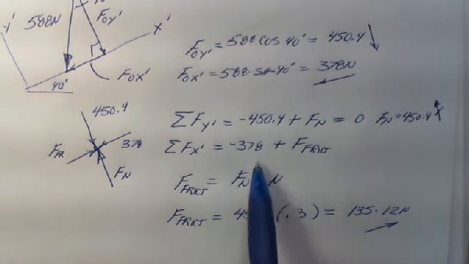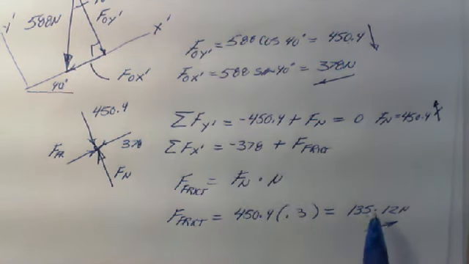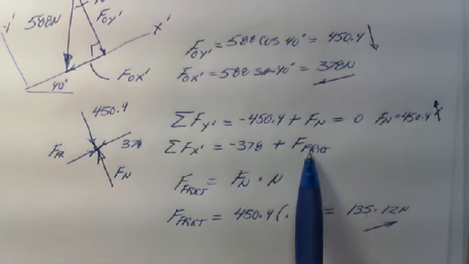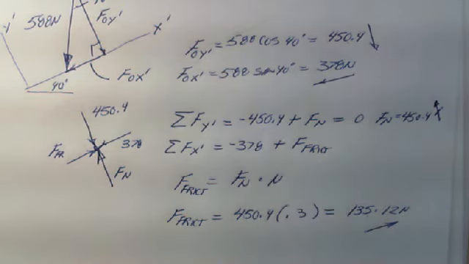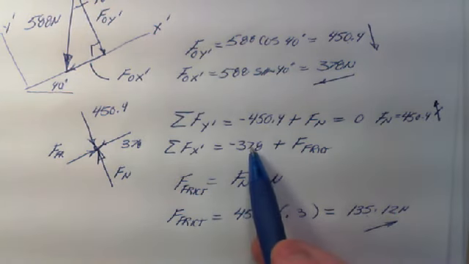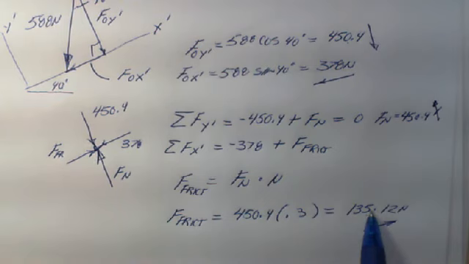Now, since this force here, the minus 378, is greater than the 135, because I can put the 135 back into this equation, I can find out that my net force is going to be negative, because it means I'm going to start moving down the inclined plane. So, since the absolute value of this is greater than the absolute value of this value here, the object has to move. It has to move in the negative direction.